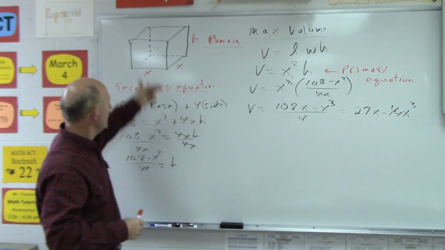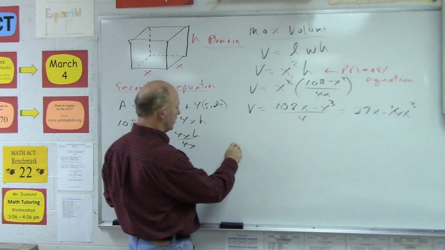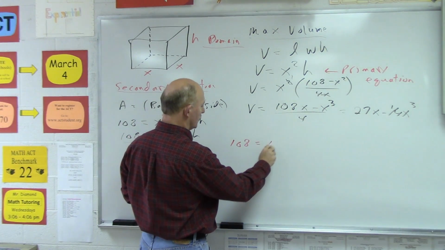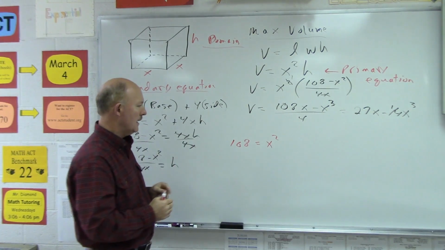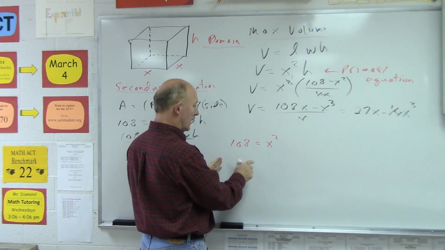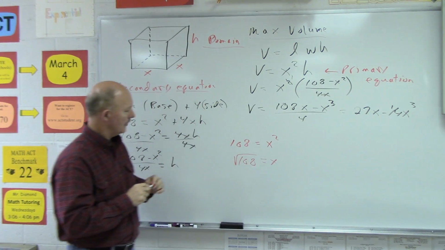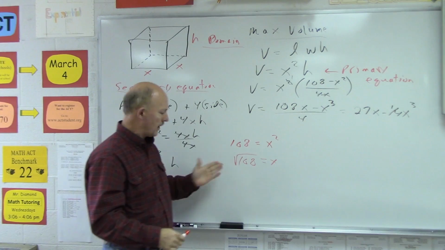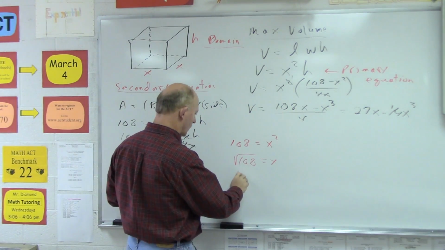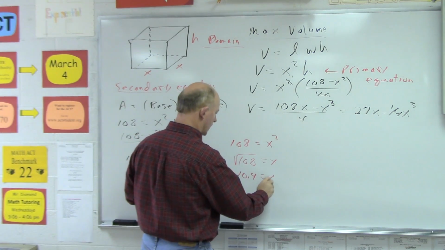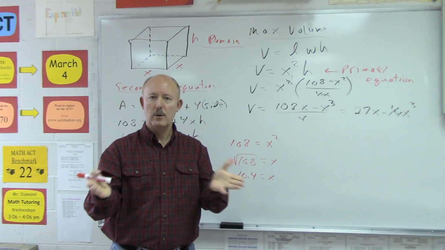Okay, well, if h were 1, the surface area would be 108 equals x squared. Right? So if h were 1, this would be the surface area for x. So the square root of 108 would equal x. Now the square root of 108 is about, let's see, a little bit over 10. It's about 10.4. Right, so x really can't be bigger than 10.4.